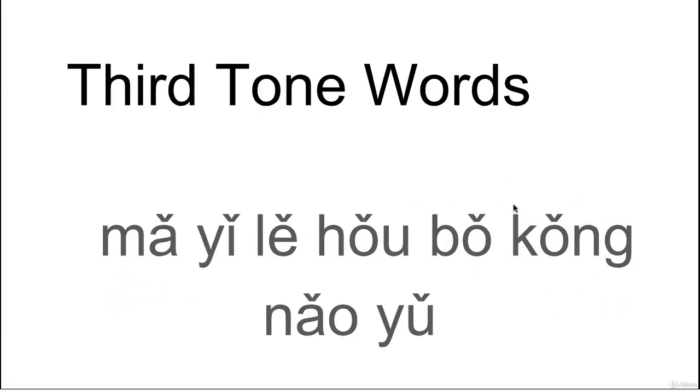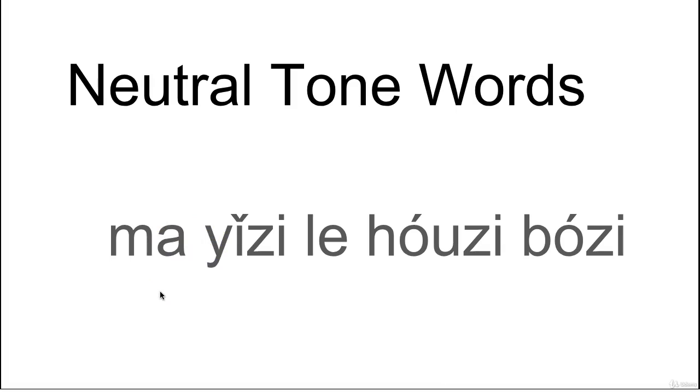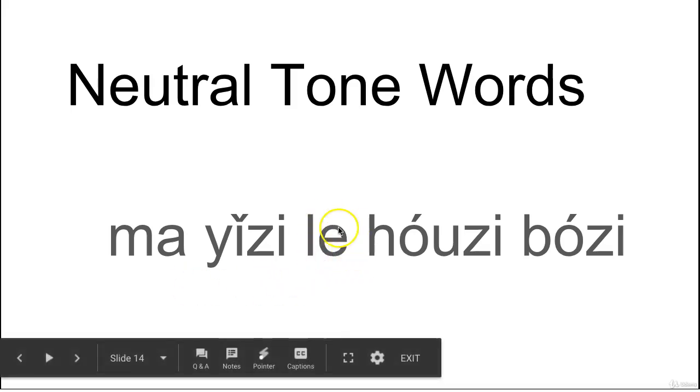So let's go and see. Can you now pronounce what ma is using the last tone, the neutral tone? Of course, you got it. The pronunciation is ma. All right. The second word we'll be looking at is le, which is le.